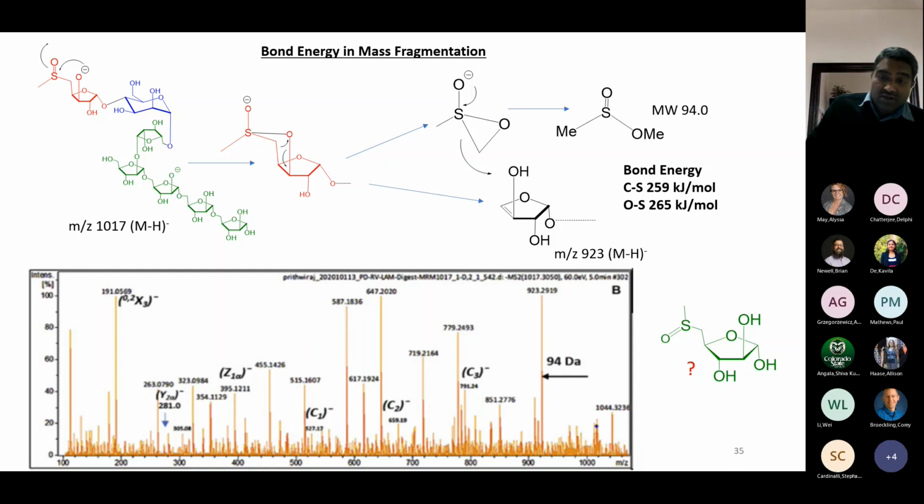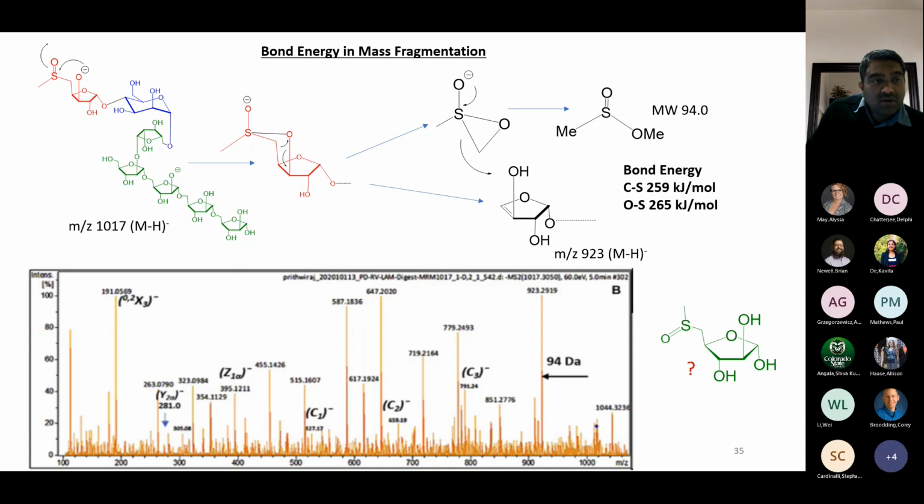Now, bond energy has enormous implications in mass spec. This is an example which is very close to my heart. This is in MSX, where xylose was carrying a sulfoxide. And this is how the fragmentation took place. We see the major peak at 923, which is 94 Da. And this 94 Da fragment involves the sulfur.